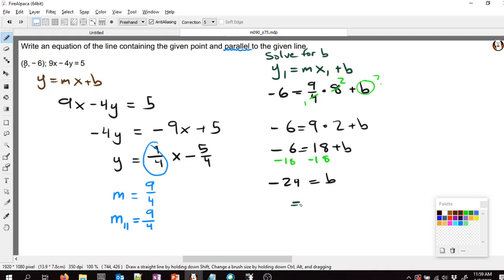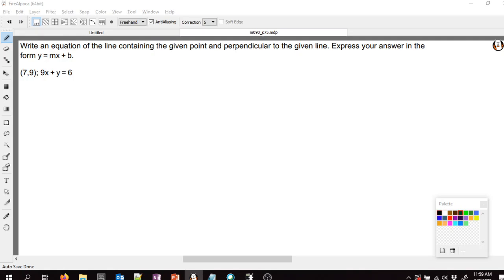We rewrite all of this to get y is equal to the slope, 9/4 x, and then plus this b that we found, so minus 24. And that's our equation. Great. Keep going. We can do plenty more of these.